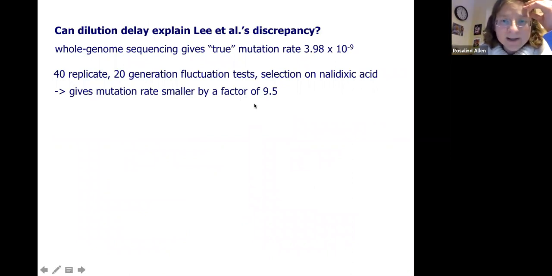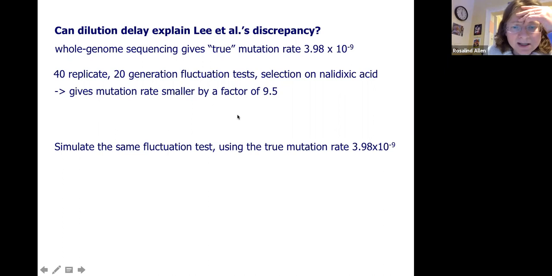From this experiment, the whole genome sequencing gave the true mutation rate, which is approximately 4 times 10 to the minus 9 per generation. They did 40 replicates of fluctuation tests over 20 generations. So the E. coli were grown for 20 generations before the antibiotic was added. The antibiotic was nalidixic acid. As I said, that gives a mutation rate from the fluctuation test which is too low by a factor of 9.5. So we decided to simulate the exact same fluctuation test using the true mutation rate measured from the genome sequencing, 3.98 times 10 to the minus 9.